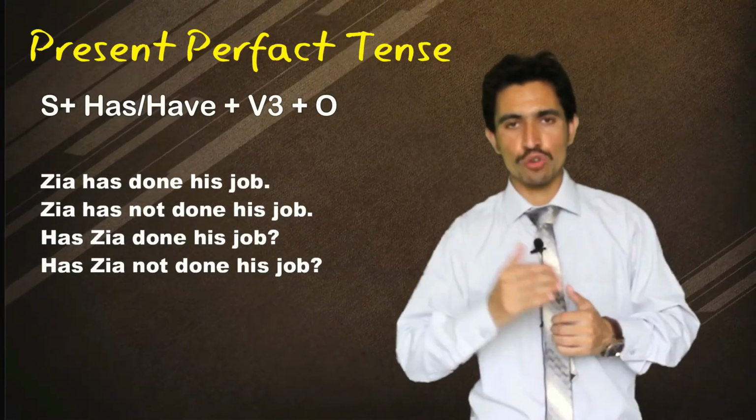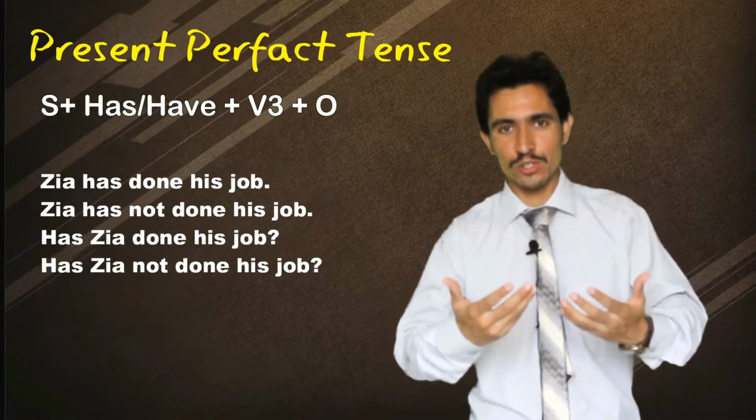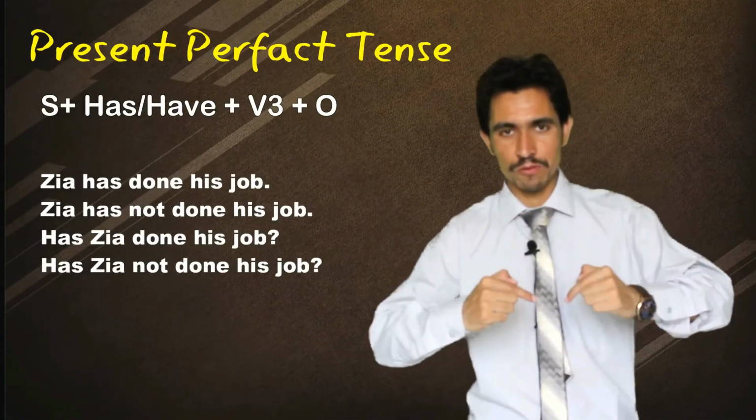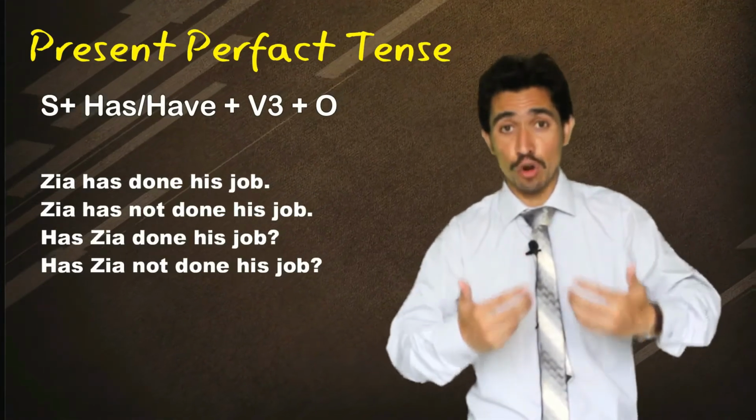Zia has not done his job. Has Zia done his job? Has Zia not done his job? The first one is positive, then negative, then interrogative, and then negative interrogative.